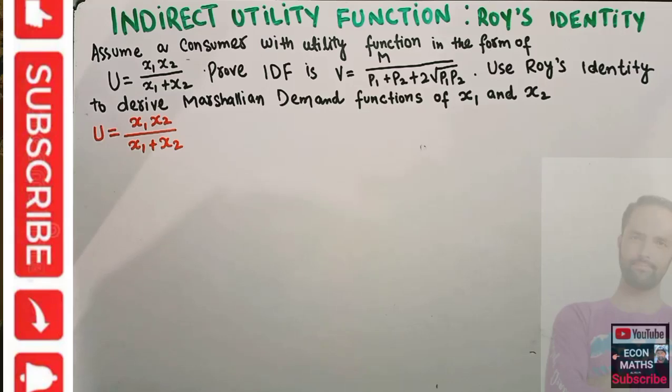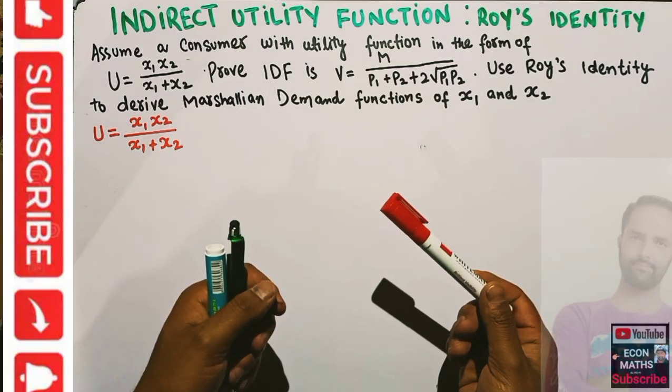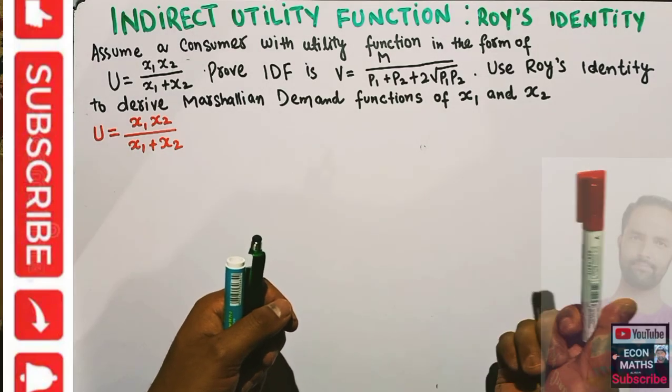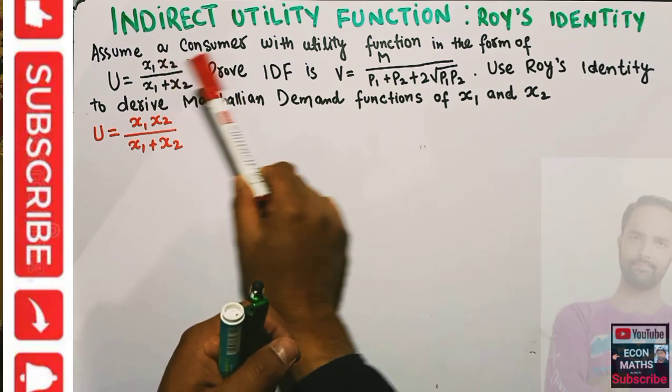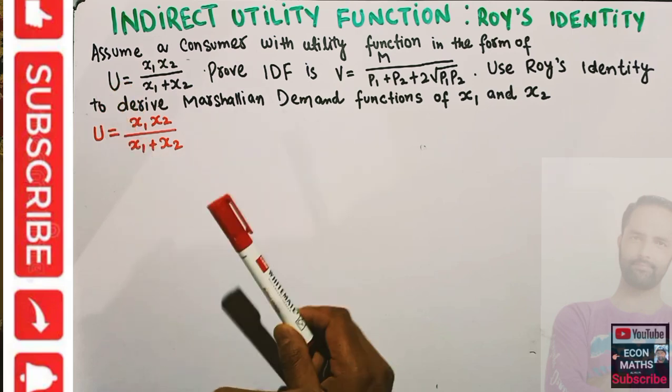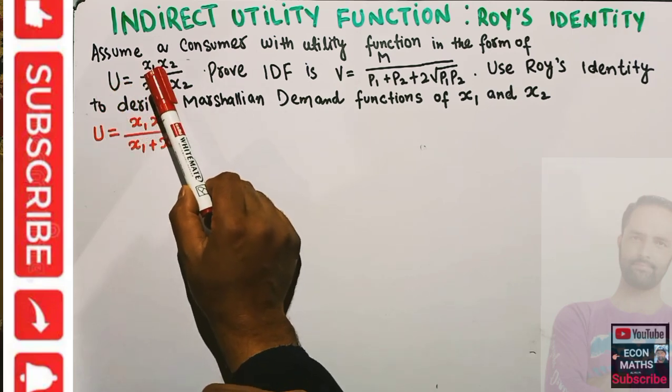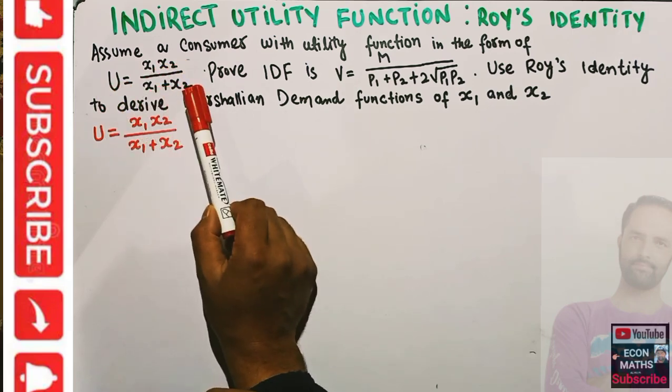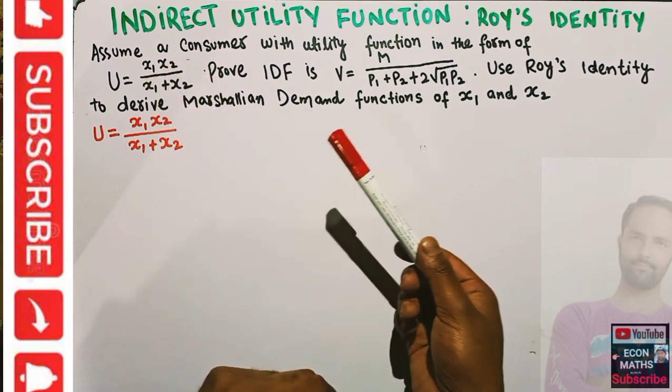In this video we will try to solve a problem on the indirect utility function and how to use Roy's identity. The question is like this: assume a consumer with a utility function, we are being given the utility function of a consumer as x1 into x2 upon x1 plus x2. x1 and x2 are the two goods.